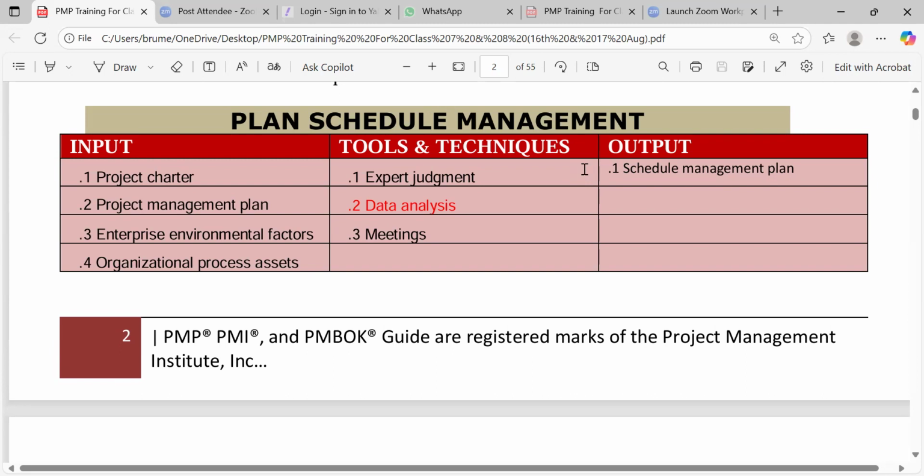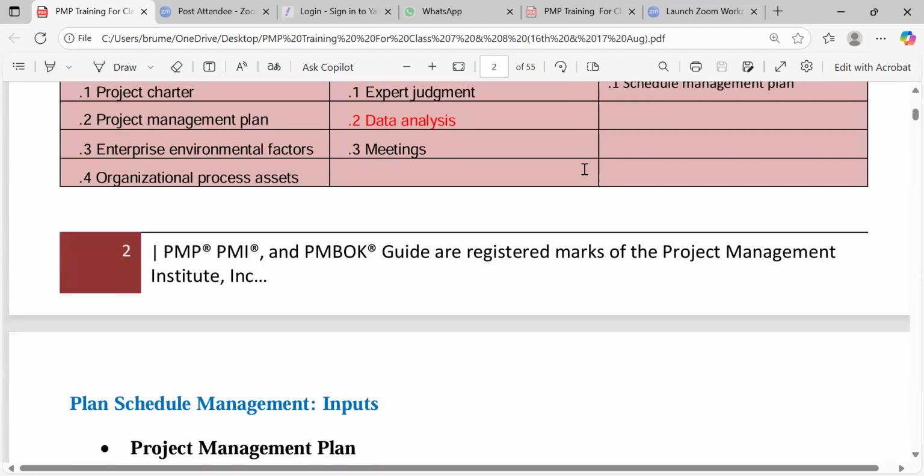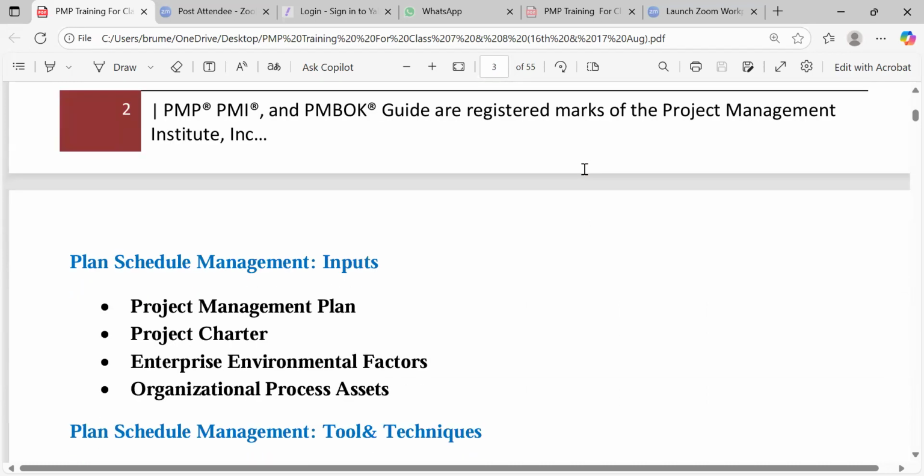All these are found in here. So let's keep moving on. So when we say the project management plan, what aspect of the project management plan is needed? That aspect that talks about time management. That aspect that talks about the work required. That aspect that talked about the work breakdown structure.